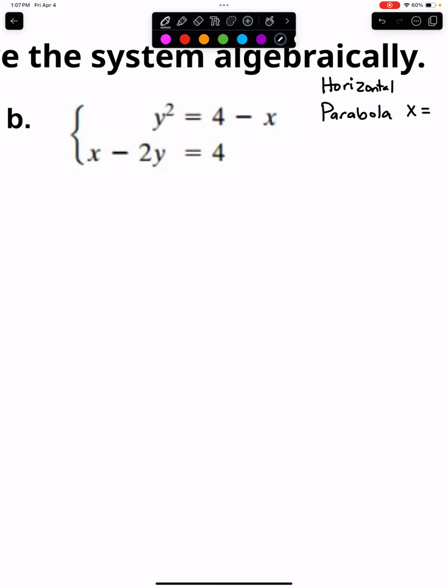And the bottom one is a line. It's a linear function. It's a straight line. Okay, so how can I go about this? I notice that I have a singular x in both of these, so I could use substitution if I want. And that might be the best option for me.